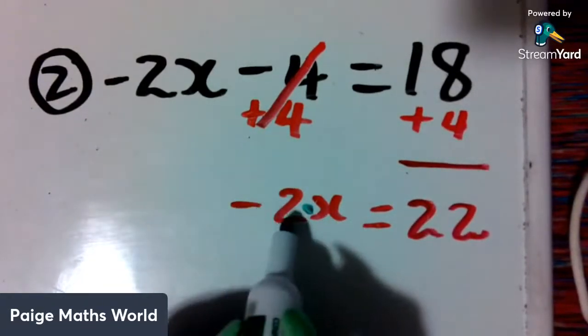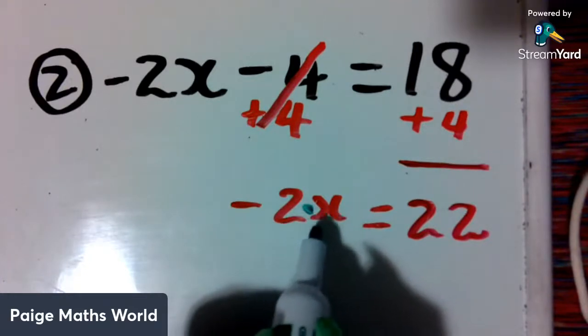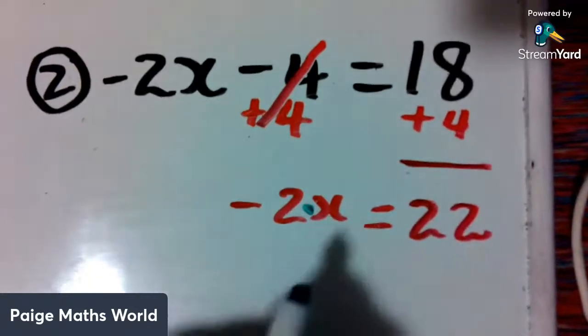All right, so it's negative 2 times x. And if we want to get rid of the negative 2, because we need x by itself, right?